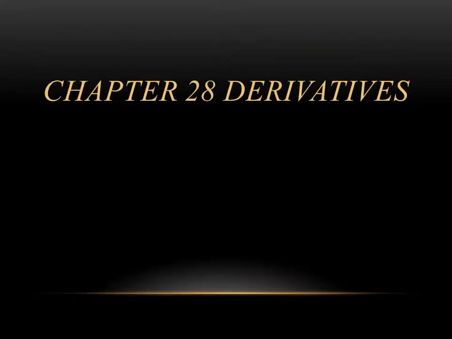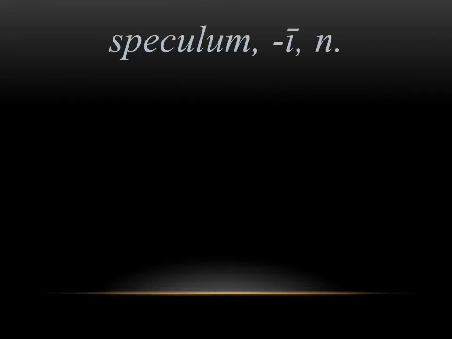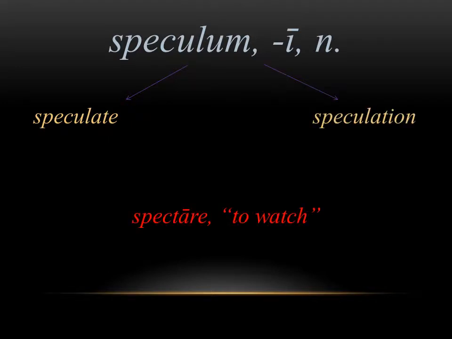To start though, let's take a look at the chapter 28 derivatives. So the first word we want to look at is speculum, which means mirror in Latin. And this word you've actually seen before in the verb spectare, which means to watch. So it kind of makes sense if you put it together. A mirror is something that you look at or look into. And so it makes sense that it would be related to the verb to watch. In English, we get the words speculate and speculation from this Latin word.